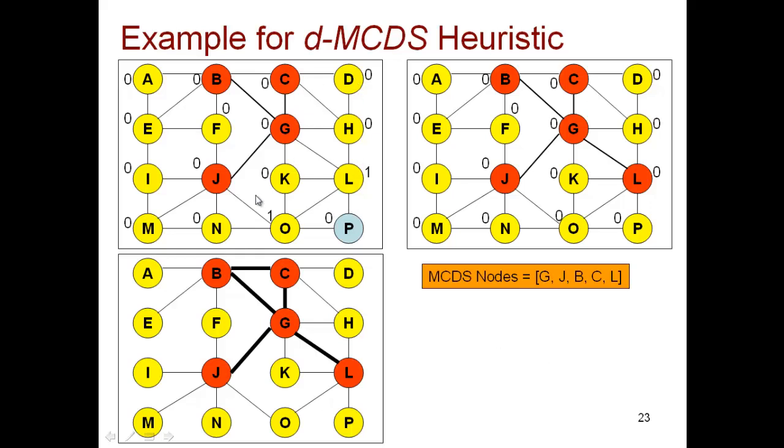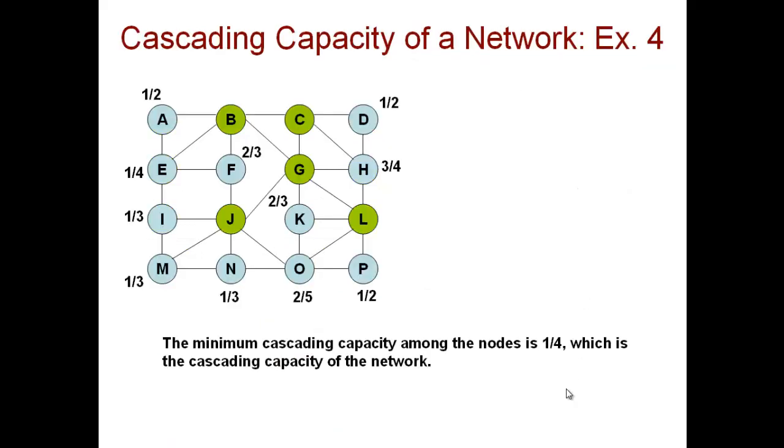So now everything else is covered other than P. So in order to cover P, you have to either pick L or O. So we'll pick L, alphabetically lower, so that will cover P. So these are the 5 nodes that are part of the MCDS. We can see they are reachable to each other, they are connected to each other. Now, using these 5 nodes as the MCDS nodes, we'll go ahead and find the cascading capacity of the other nodes in the network.